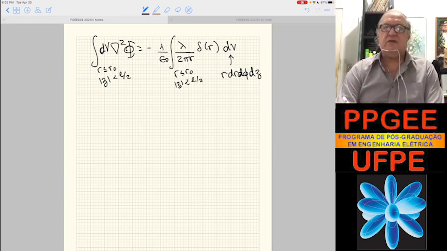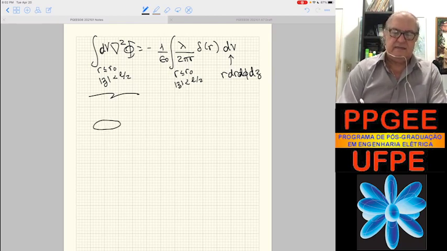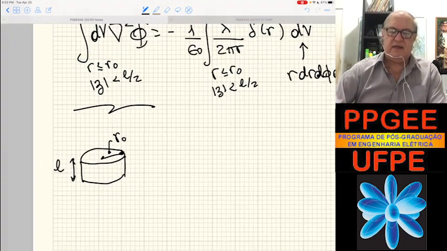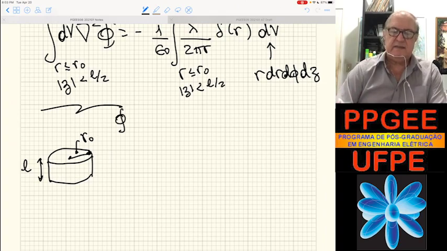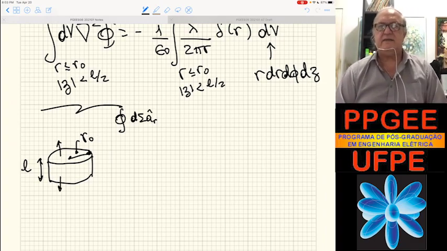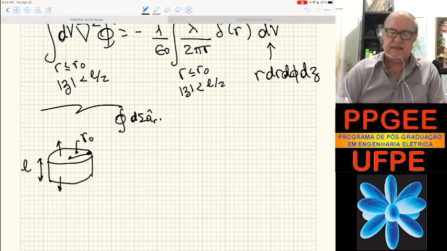So if we apply Gauss's law here, this is going to be the flux, right? We have a cylinder like this, of height equal to L and radius equal to R0. So Gauss's law gives us the flux. You don't have any flux on the top surface and the lower surface because the normal is orthogonal to the gradient of the potential. So we have that thing here.